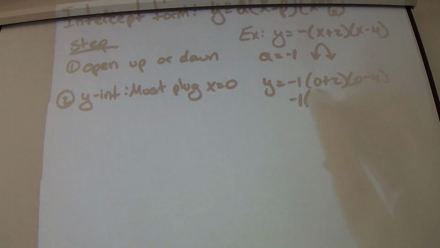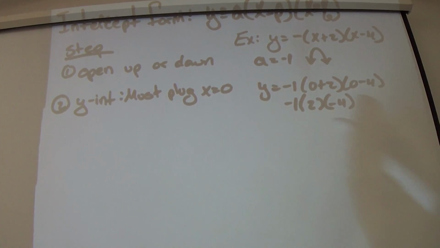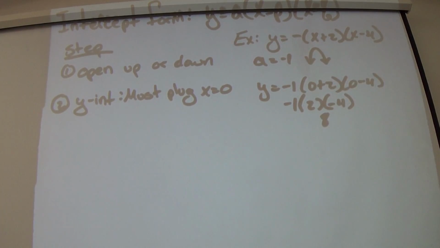Okay? So 0 plus 2 is 2. 0 minus 4 is -4. -1 times 2 is -2. -2 times -4 gives me a +8.